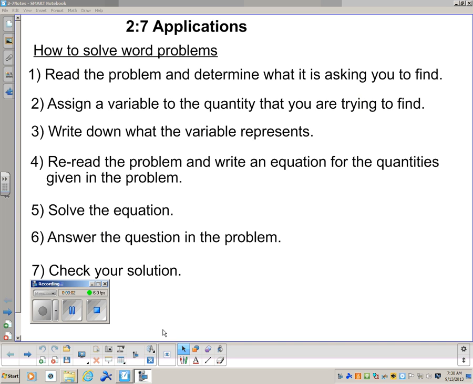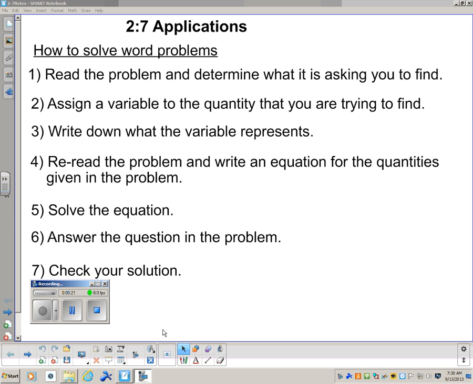So today we are going to be working on 2.7. They're just word problems, applications of what we've been doing with equations here. Here are some notes just on how to solve word problems there at the top of your note sheet that you have out that you're taking notes on.